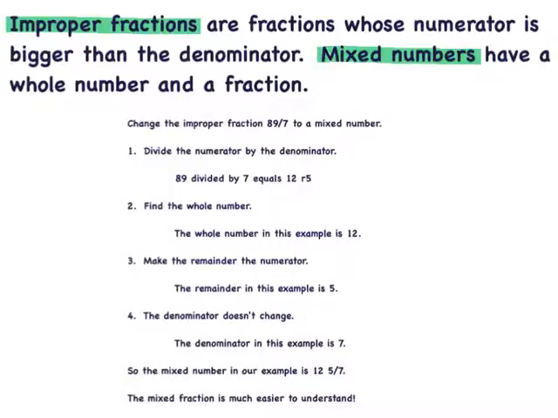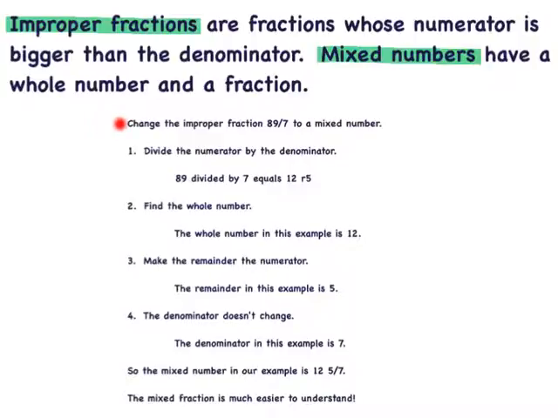Now we're looking at changing an improper fraction to a mixed number. An improper fraction is a fraction whose numerator is bigger than the denominator. And the mixed numbers are the ones that have a whole number and a fraction. Now here's my first situation.